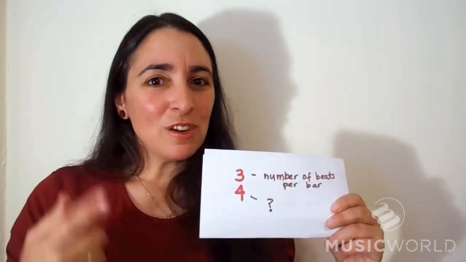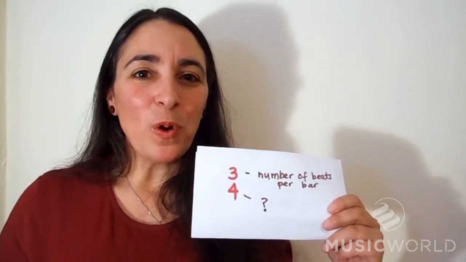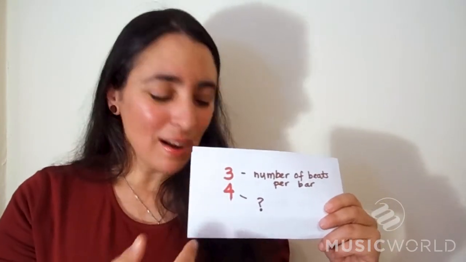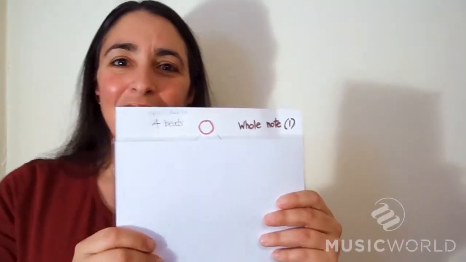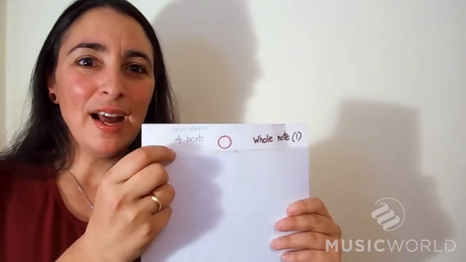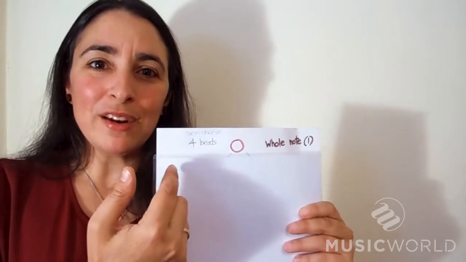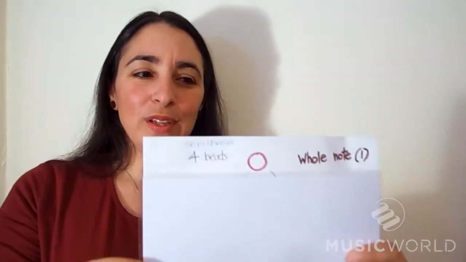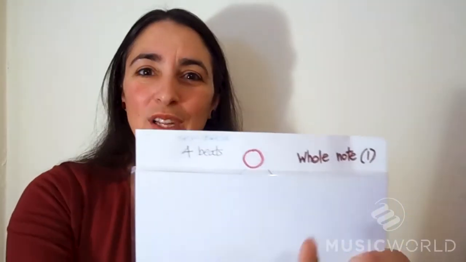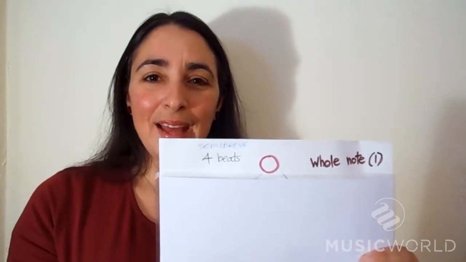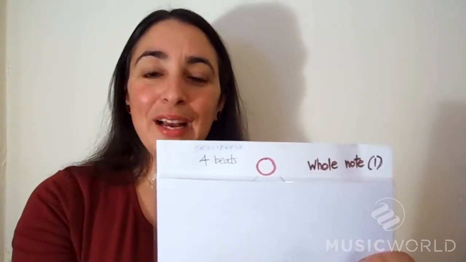So I'm going to show you something that will help you to work out what the bottom number in a time signature means. Let's first of all have a look at this, which is a semi-breve. A semi-breve is a 4-beat note. We can actually call it something else. We can call it a whole note, and we'll consider that one big whole.